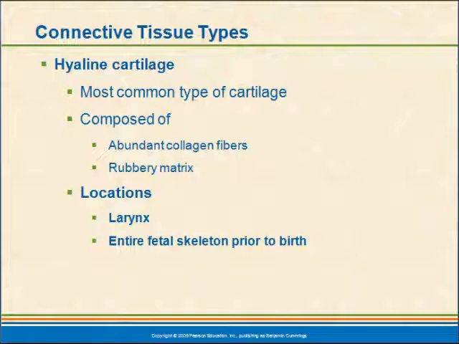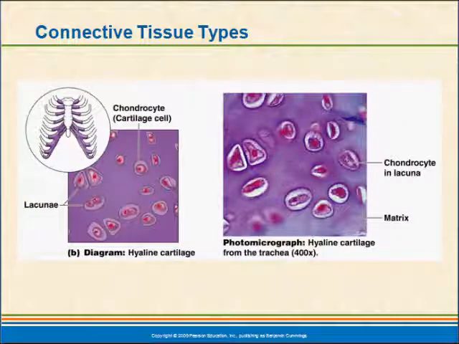It also makes up the Adam's apple, or the throat, your larynx, and it's located on the ends of long bone. Now, hyaline cartilage does not have any blood supply at all. That makes it perfect on the ends of long bone because we can have this material rub against another bit of hyaline cartilage, and it offers a low friction environment without running the risk of bleeding into the joint.